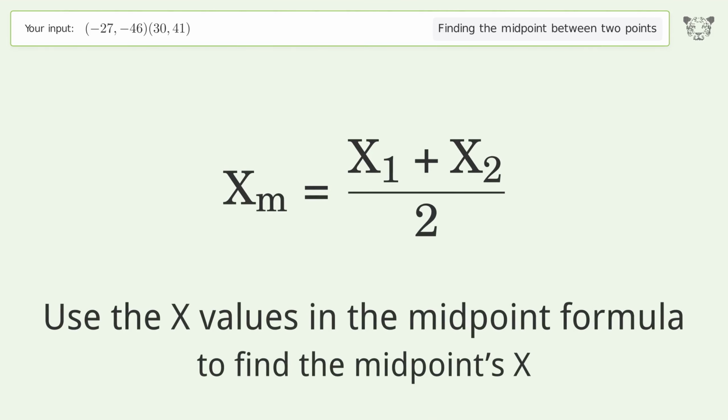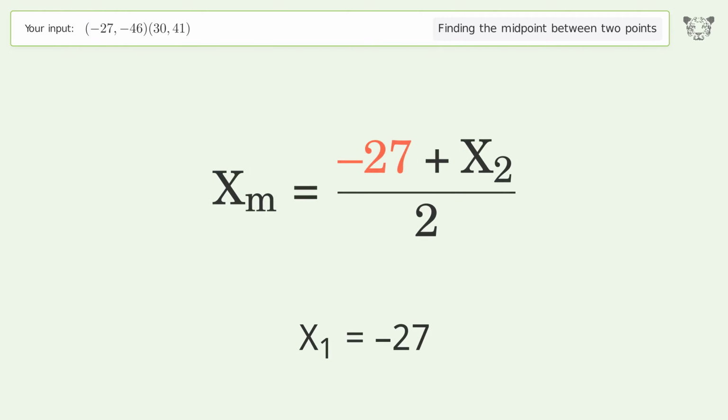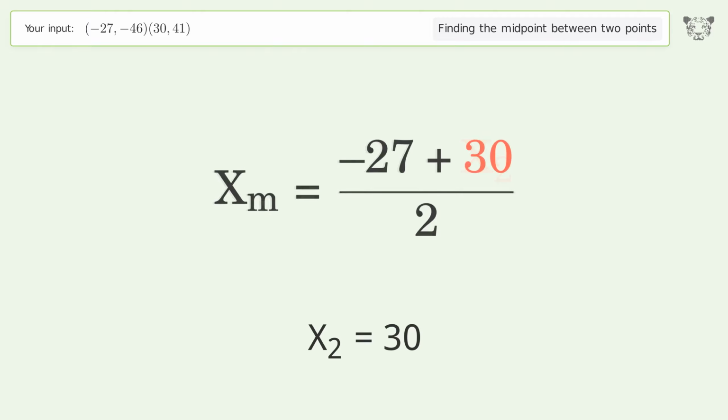Use the x values in the midpoint formula to find the midpoint's x. x1 equals negative 27. x2 equals 30. Simplify the arithmetic.